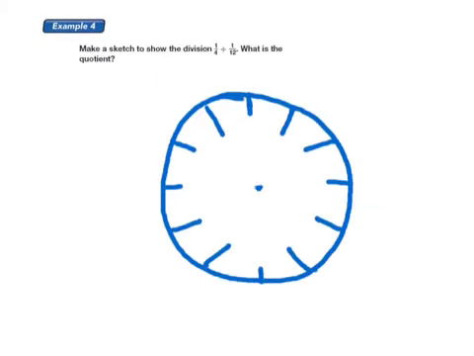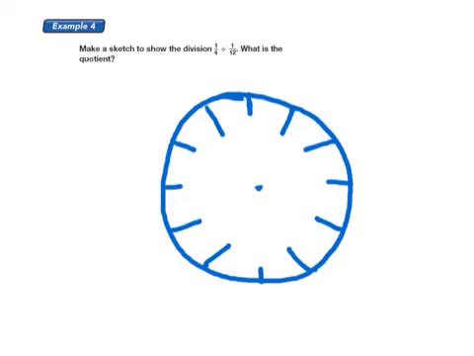Okay, and last example. Make a sketch to show the division of 1/4 divided by 1/12. Okay, so what does this mean? What is the quotient? Remember, the quotient is the answer to a division problem. So what does this mean? This wants us to know if I have 1/4 of a circle, how many 12ths are in that circle?